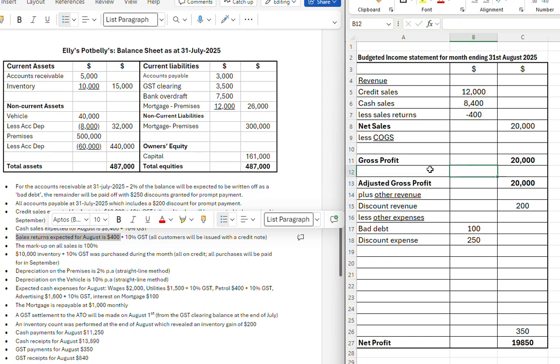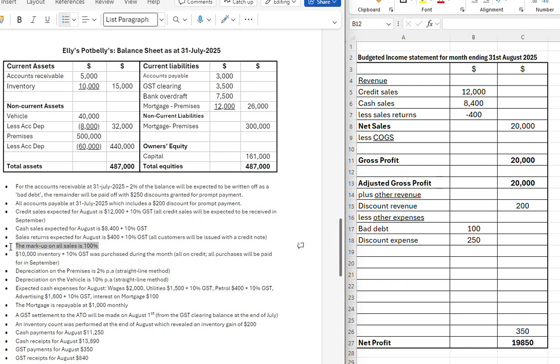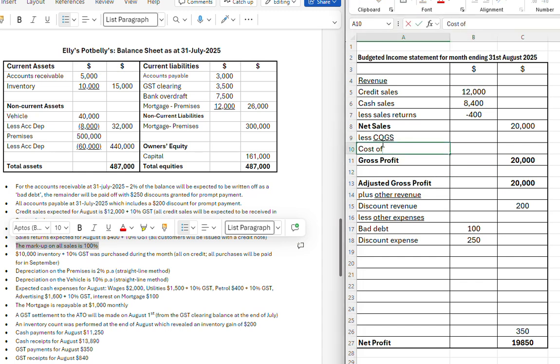Okay. Now, there is a cost price impact of this, but it's dealt with by the next point. The markup on all sales is 100%. So when we have 100% markup and we're trying to work out our cost of sales and we know our revenue figure, it's easy. 100% means that our cost of sales will be exactly half of our net sales. So therefore, we're going to need to report our cost of sales. So this point here helps us work that out.